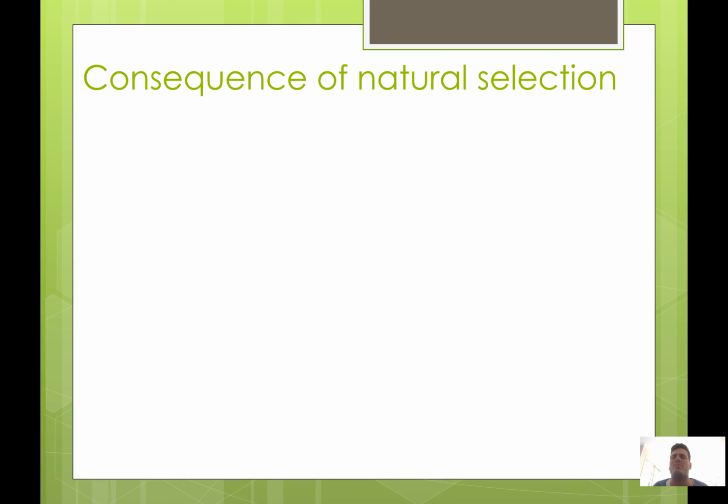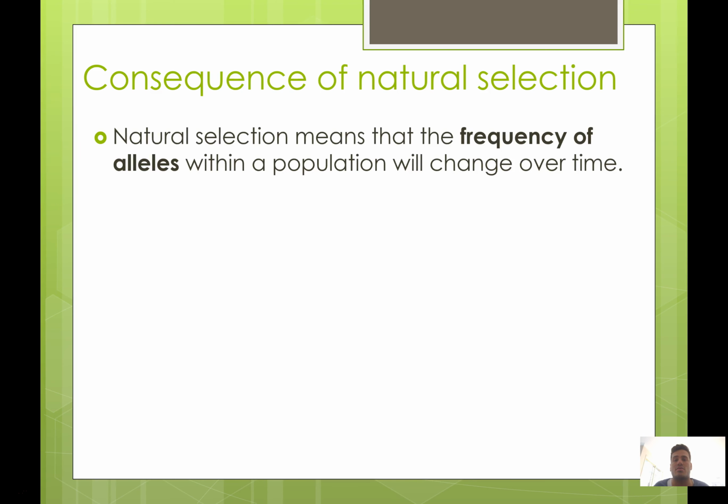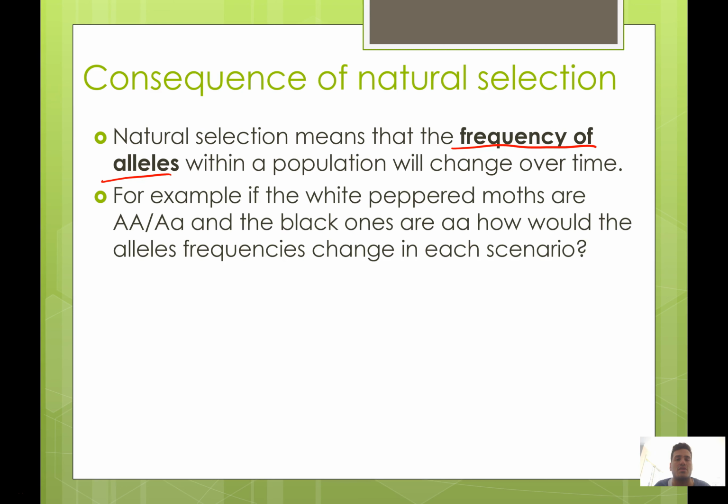What you have to be able to do from this information is talk about the consequence of natural selection. Natural selection means that the frequency of alleles, remember we talked about that at the start, within a population is going to change over time. So, for example, if we have the white peppered moths and we say that the white feature is dominant, the different genotypes that will give you white are big A, big A, and big A, little a. The black peppered moths, we say, are recessive in this case, and the only genotype that will give them is little a, little a.